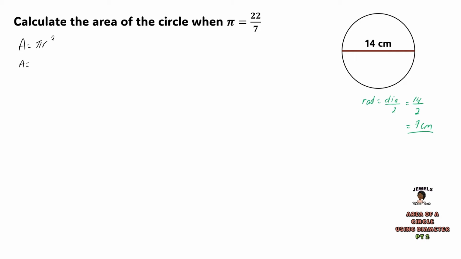So now that we have the length of our radius, let's go back and start our substitution. So we know that pi is equal to 22/7, and our radius for this question is equal to 7 centimeters. And remember that that 7 centimeters is also being squared. I remember that when it comes to being squared, it means that the number is being multiplied by itself. So when we have 7 times 7, that will equal 49.